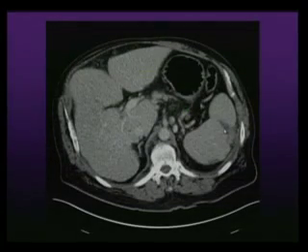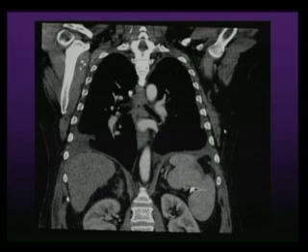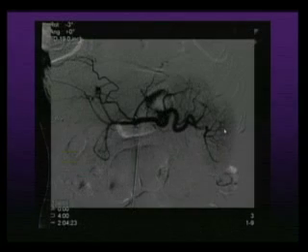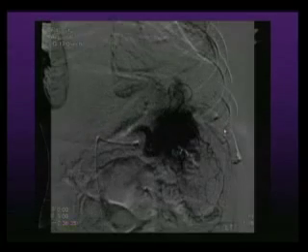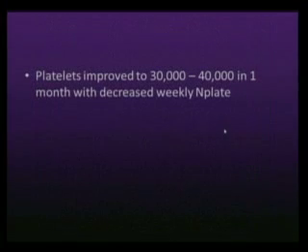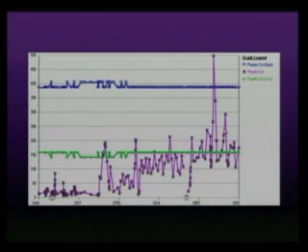So we thought we could go back and embolize him again. So this is how it looks. We went in. This is the angiogram. We can see what we embolized, but a lot of it has regenerated. We went in and again embolized him. A little more volume this time. Platelets improved to 30 to 40,000 in 1 month with decreased weekly Nplate. So we got a good result from him. This is how he left. So he used to stay in this region. See, 3,000, 6,000, and this is how he's done over the period.